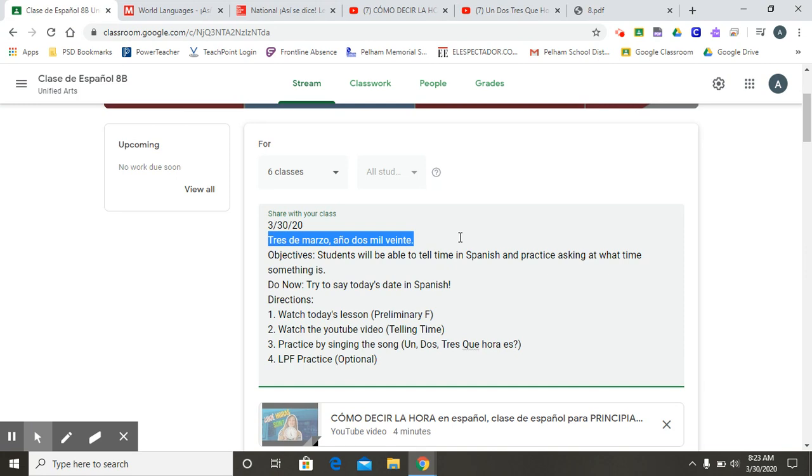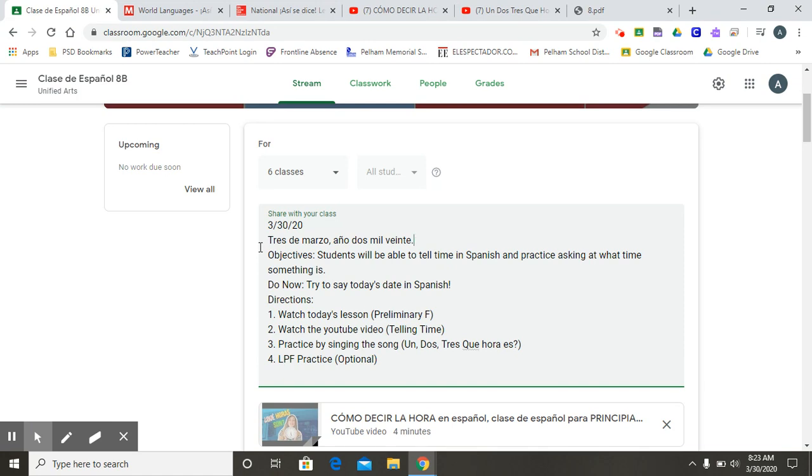Okay, so let's go over it. Ready? It looks like it says 3 de marzo, año 2020. All right, one more time. Ready? 3 de marzo, año 2020.